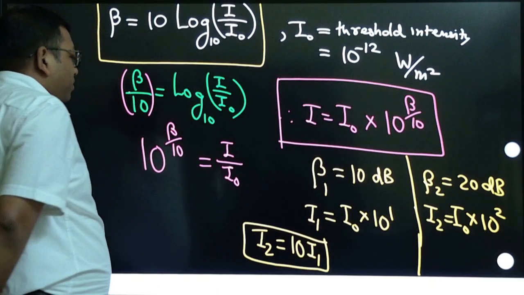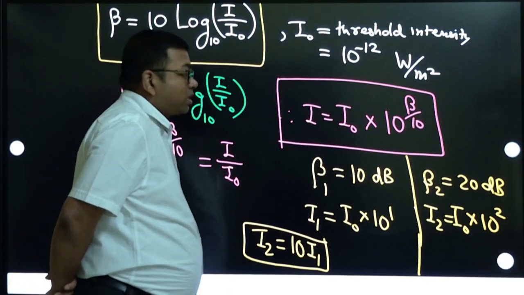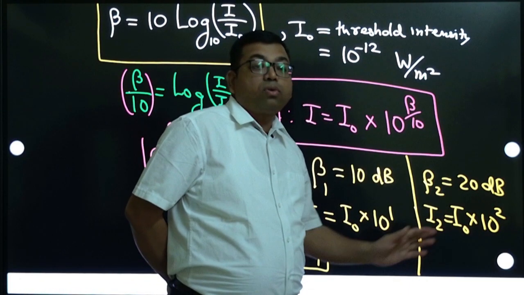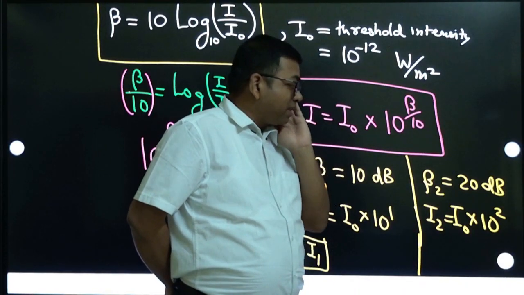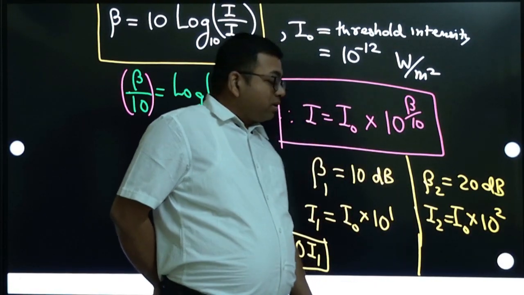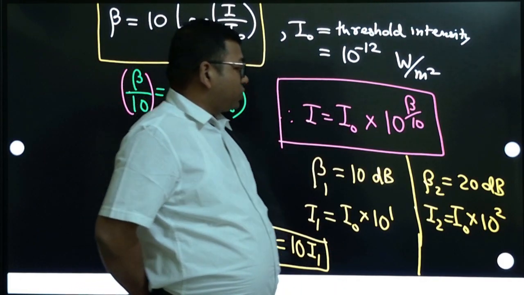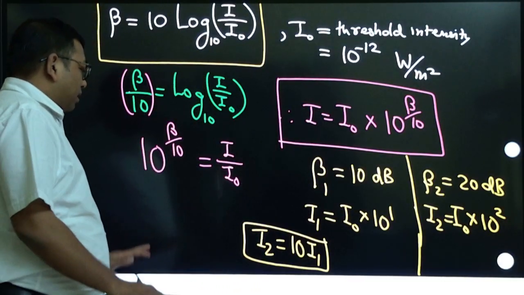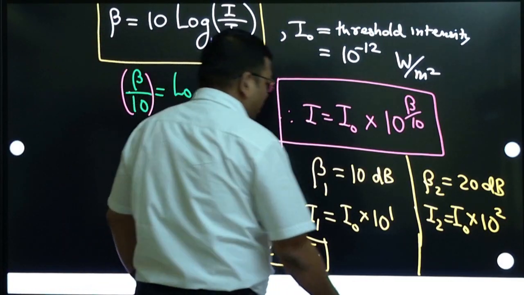Right. So this fact we should know. Sometimes questions come that intensity becomes double or triple or 4 times or 5 times, like that. How many times does the intensity change? So this is how we will calculate this. Okay, done. This is over. Then let us go next.